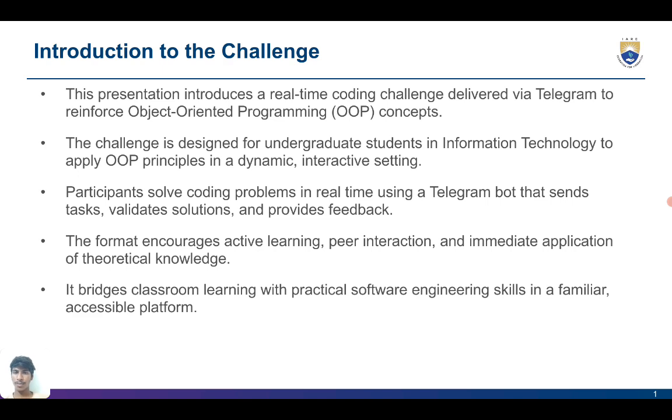Participants solve coding problems in real time using a Telegram bot that sends tasks, validates solutions, and provides feedback. The format encourages active learning, peer interaction, and immediate application of theoretical knowledge. It bridges classroom learning with practical software engineering skills in a familiar, accessible platform.